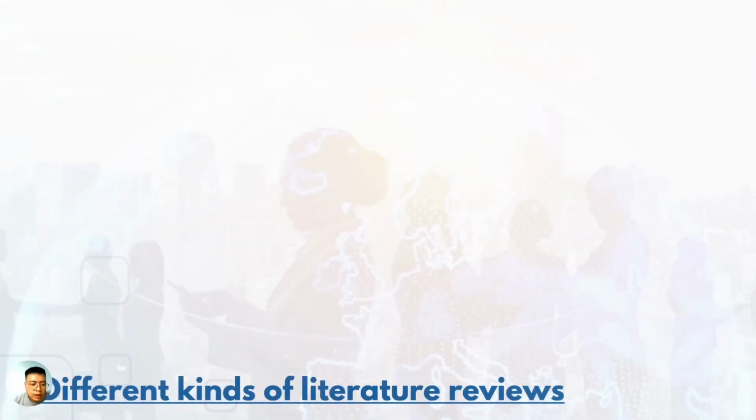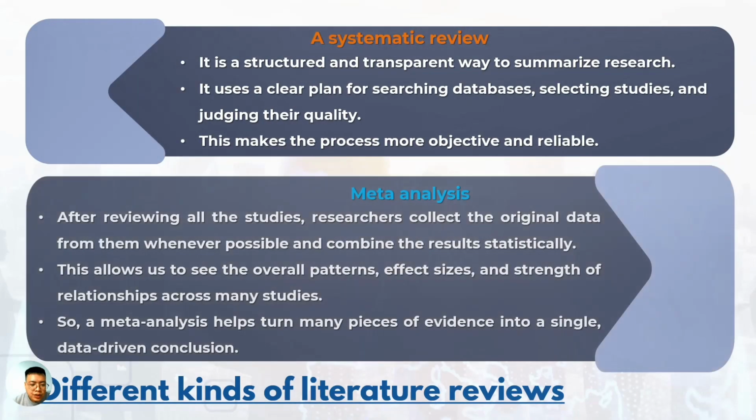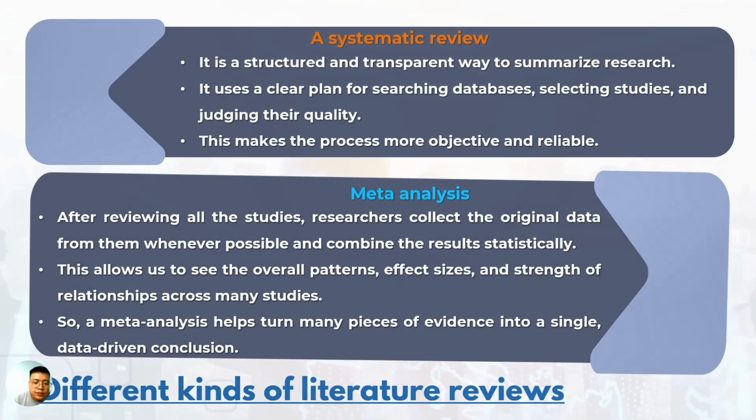And there are different kinds of literature review depending on the goals of the study. The first is the systematic review. It is a structured and transparent way to summarize the research, where a meta-analysis turns many separate pieces of evidence into one strong data-driven conclusion. Nonetheless, meta-analysis goes one step further than the systematic review.